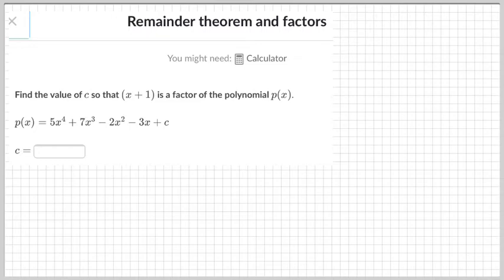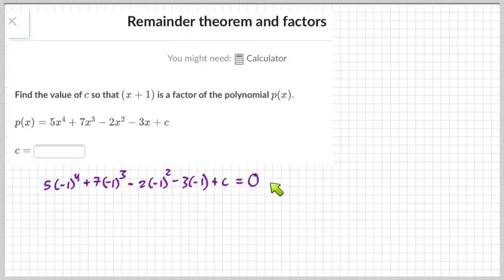Why are you plugging in -1? Oh, because it says x plus 1, so we plug in -1. So we go 5(-1) to the 4, plus 7(-1) to the 3, minus 2(-1) raised to the second, minus 3(-1), and then plus C, and what is it supposed to equal? It's supposed to equal 0.